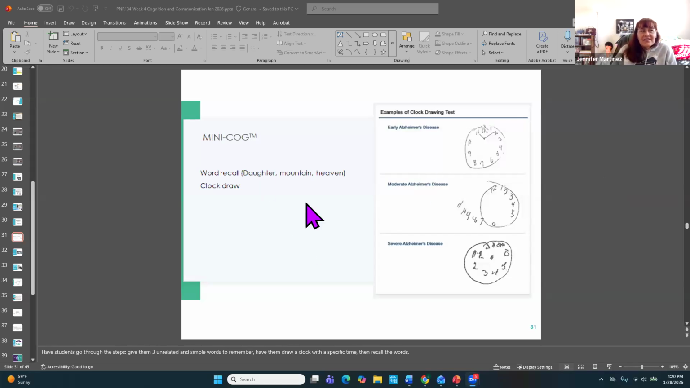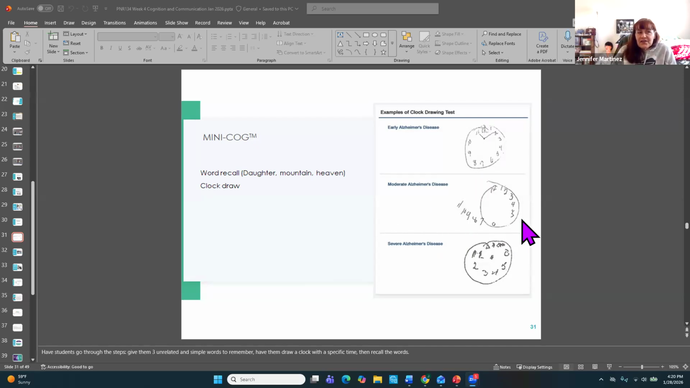So this is part of the Mini-Cog test. What we'll do is have the client draw a clock. All right. And so these are the changes that you'll see as somebody progresses with Alzheimer's disease. In early Alzheimer's disease, you can kind of see, right? They have all the numbers. Okay. And I think it's 11 o'clock, right?